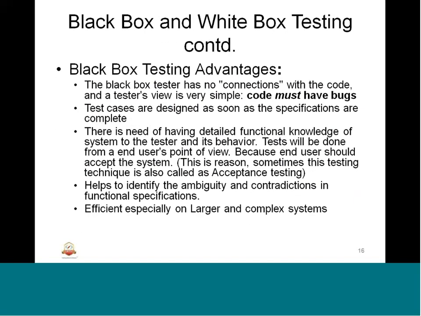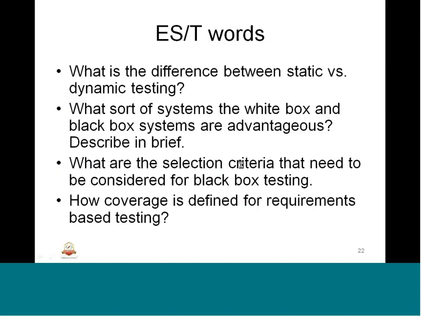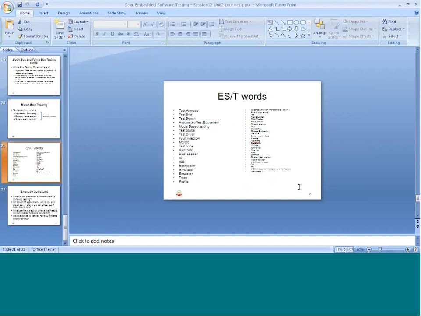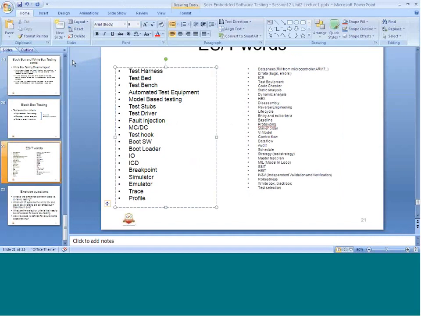As we complete this class, we will go through some of the embedded software testing or development words that we have added, SSIT, IVNV, independent validation and verification, which is today, robustness. Any other words that we want to add, we can do it. I think white box, black box is not there. Black box, white box, and selection. So these are some of the embedded software or the system words that are required to have an understanding from the data perspective.